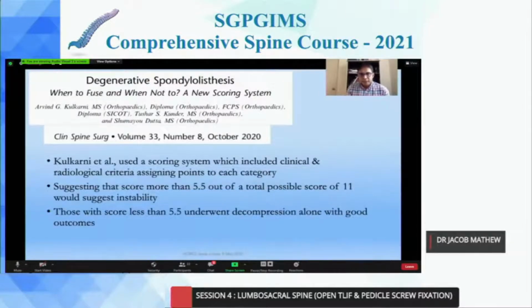So you have all these radiological signs, and one paper which came out in 2020 used a scoring system which included both clinical and radiological criteria, suggesting that a score of more than 5.5 out of a total possible score of 11 suggested instability. So they had good outcomes when their patients underwent decompression alone for those with a score of less than 5.5.